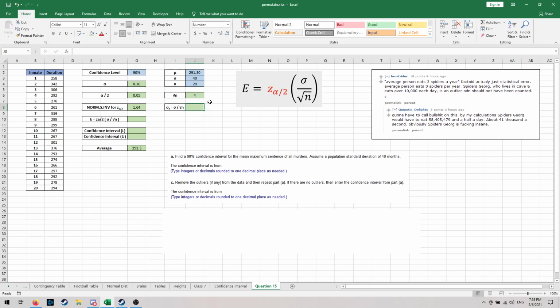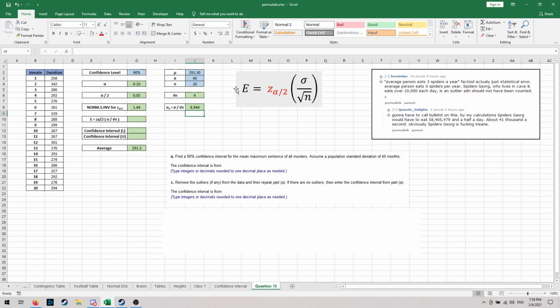So now we can just finish part 2. We're going to press equals. We're going to divide sigma, or 40, by the square root of 20. And we're going to see that that value is equal to 8.944. And if you think about it, that's this variable.